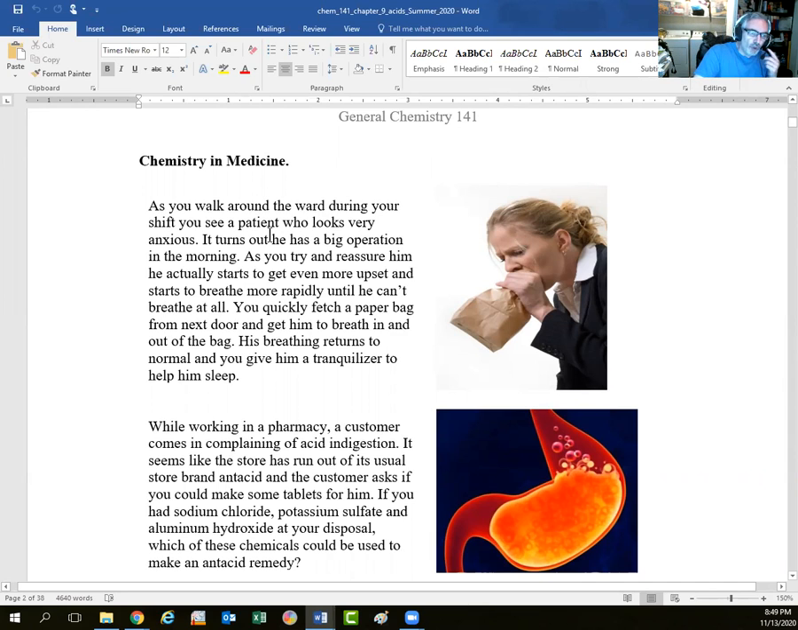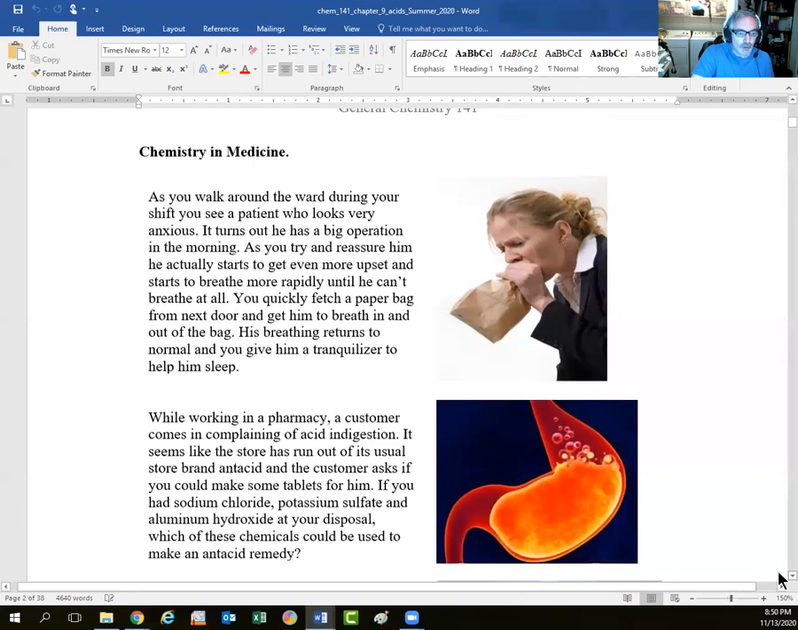You're walking around in the ward and you see one of the patients looking very anxious indeed. You find out that they have a big operation the following day, and they start to get short of breath and breathing more rapidly. And so you give them a paper bag and get them to breathe in and out of it for a couple of minutes. And they make a complete recovery and their breathing returns to normal. What exactly is going on here? How does breathing in and out of a paper bag help? And what is it in the paper bag that helps? We'll talk about that in the chapter.